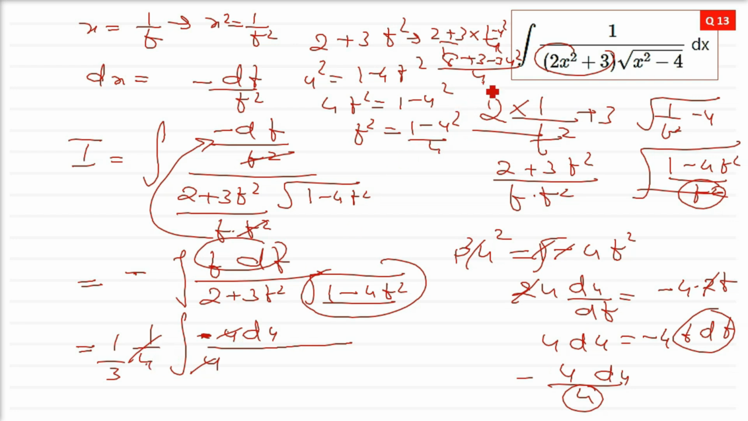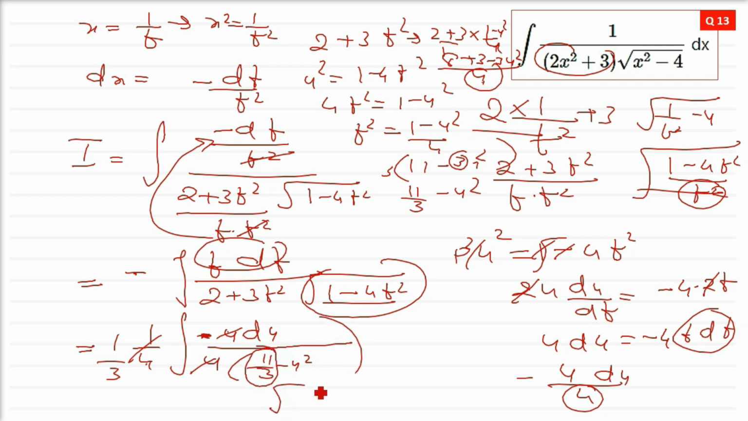Now let's take this 3 outside. From 11 minus 3u square, I am taking 3 outside from the denominator. It will be 11 minus 3u square, because I told you 4 will get cancelled. If you take 3 common, it will be 11 by 3 minus u square. That's why this 3 was taken outside. But since it is u square, we want to make it a perfect square. So it will be under root 11 by 3 minus u square. Let me write it clearly now.